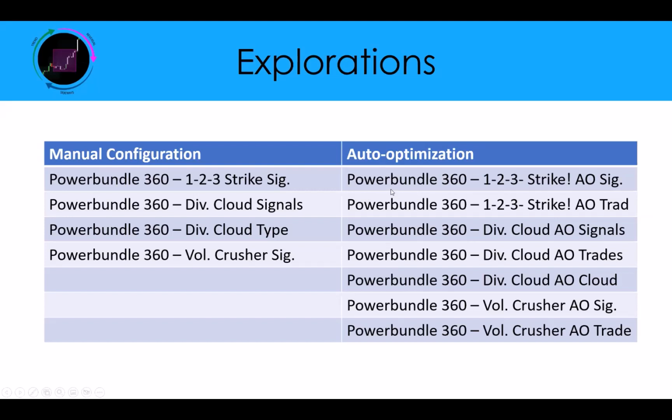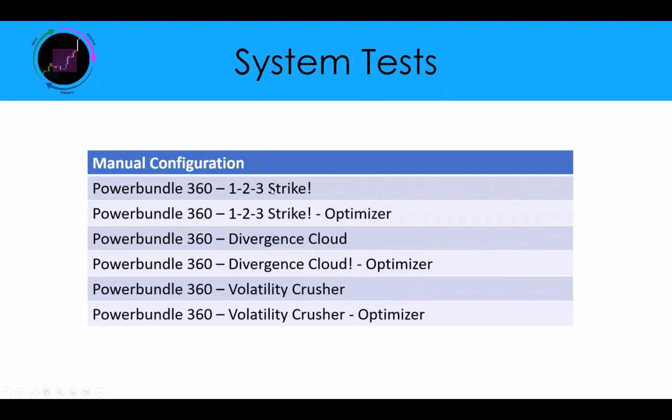But it doesn't stop here. We have also included 1, 2, 3, 4, 5, 6 predefined system tests. Now, what is a system test when it comes to MetaStock? A system test is an automated strategy which you can backtest using the MetaStock backtester or system tester. And we have included 2 fully automated strategies for each indicator.